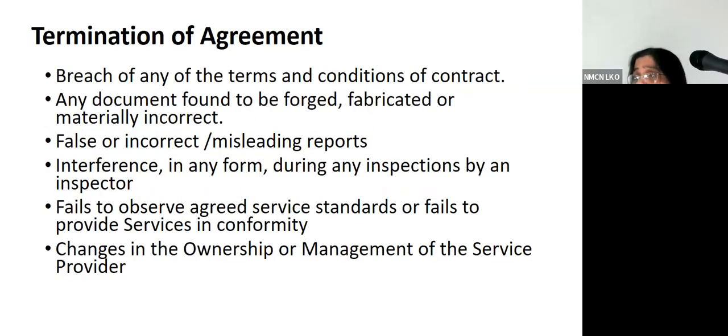There is a clause given for termination of the agreement also, as in all the agreements signed under an MOU. The breach of any of the terms and conditions of the contract will lead to termination. Any document found to be false, fabricated, or incorrect, false or incorrect reports, interference when the inspection is being carried out, failure to observe agreed service standards or to provide services, and change in ownership, that is not allowed.